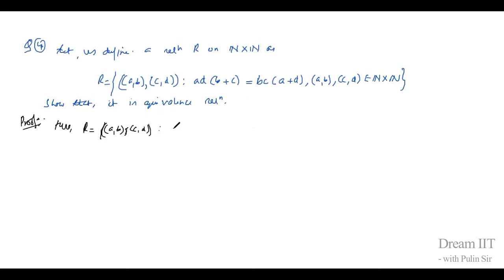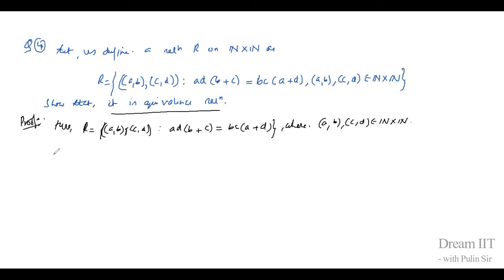These are related. AD whole into B plus C equal to BC whole into A plus D. Okay, these elements will be there, where (A, B) and (C, D) are belonging to N cross N. Now I have to see if this is reflexive, symmetric, and transitive all, because they are asking you to show that it is an equivalence relation. So first we are going to show it to be reflexive.